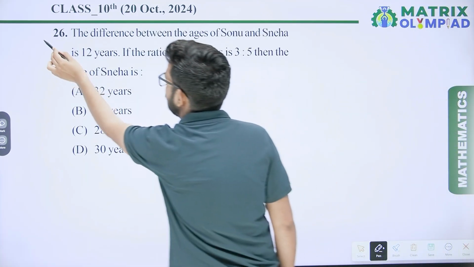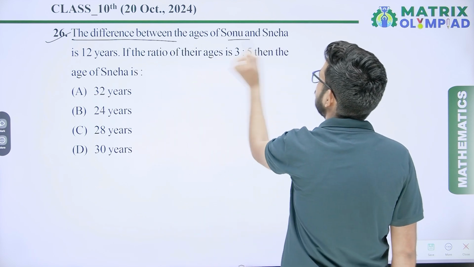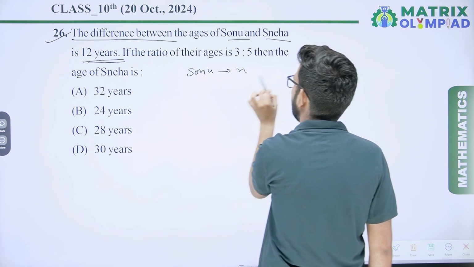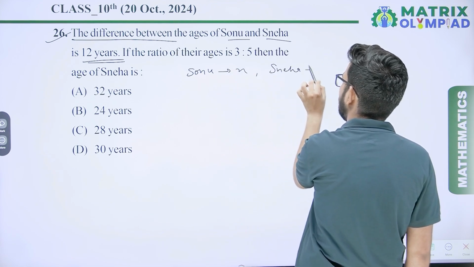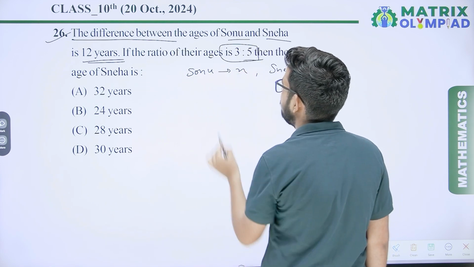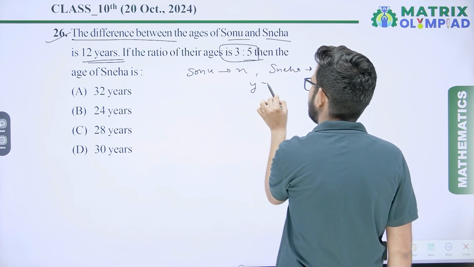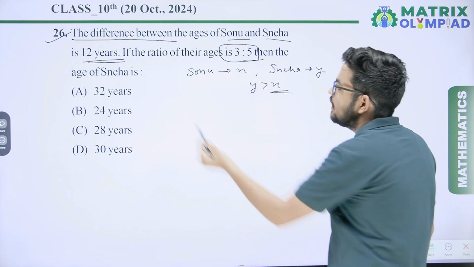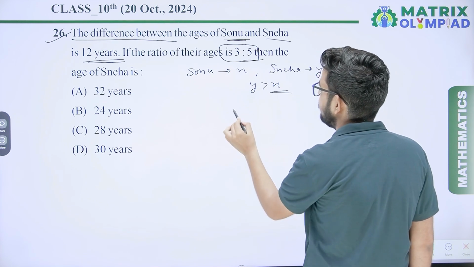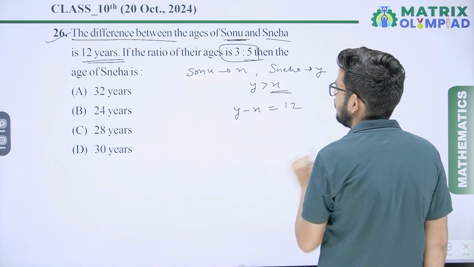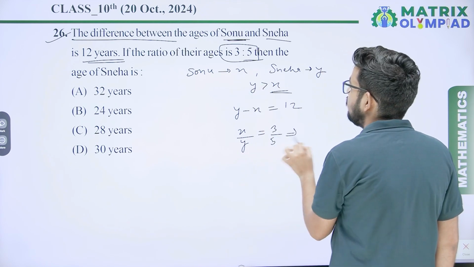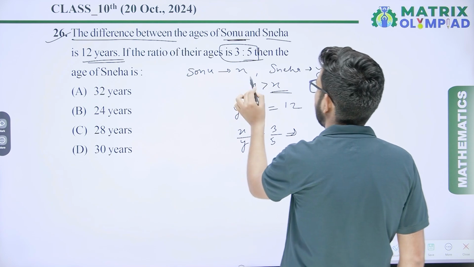Next question. Question number 26. The difference between the ages of Sonu and Sneha is 12 years. Just assume the age of Sonu is X and the age of Sneha is Y. And their ratio is 3:5. It means Y is greater than X. So the difference of their ages is 12 years. It means Y minus X equals 12 years and X upon Y equals 3 upon 5. So we have to find the age of Sneha.